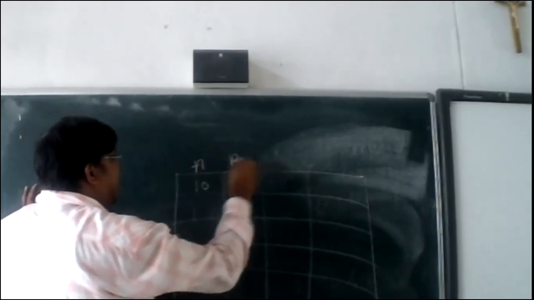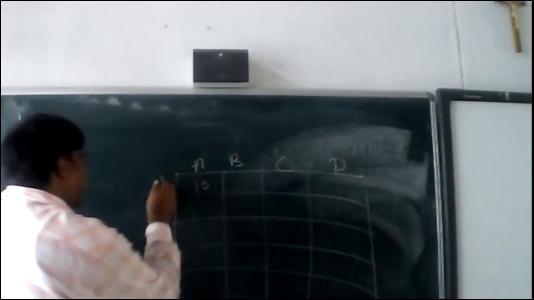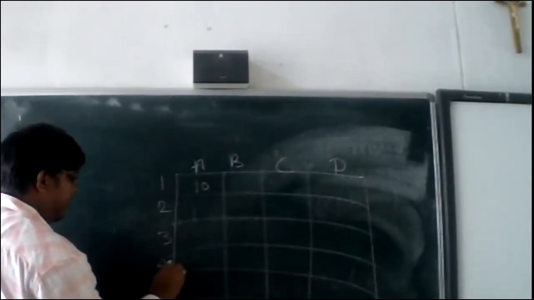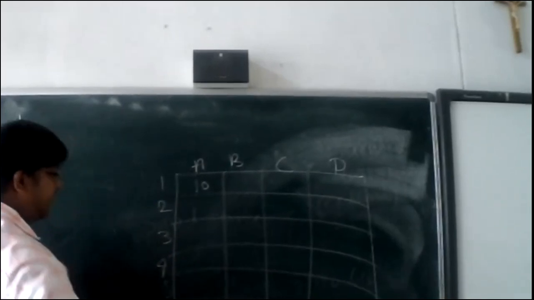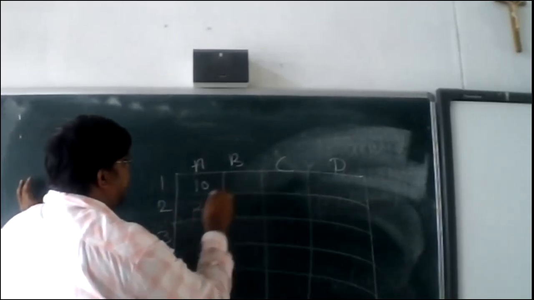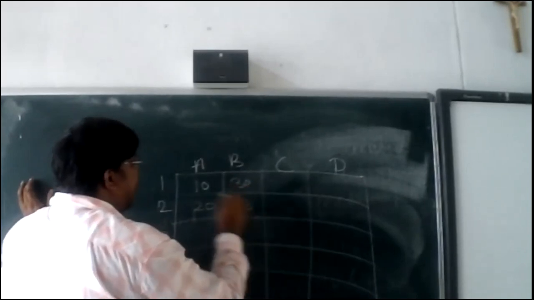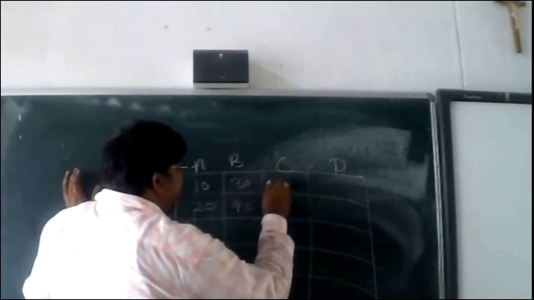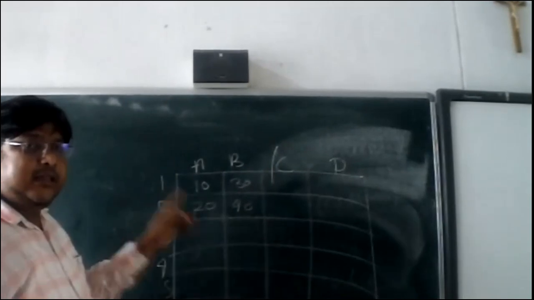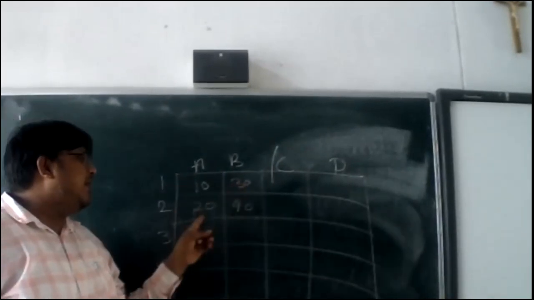And here we have written text. This is the A column, this is the B column, this is the C, this is the D. And we have 1, 2, 3, 4, 5, 6, 7. These are the row numbers. And we have values 10, 20, 30, 40. And in this cell, I want the sum of 10, 30, 20, 40.